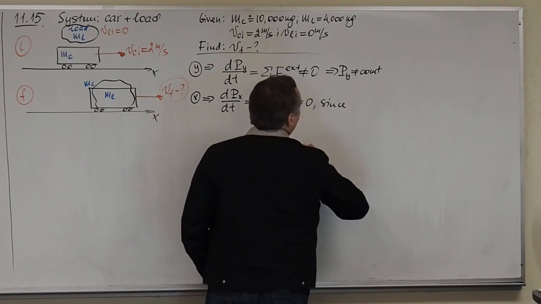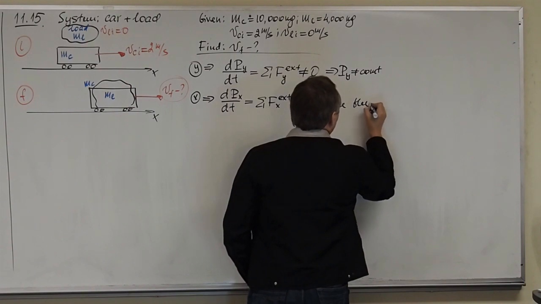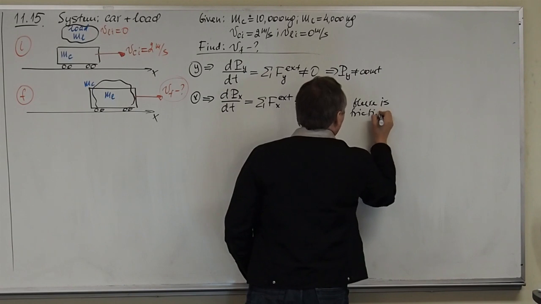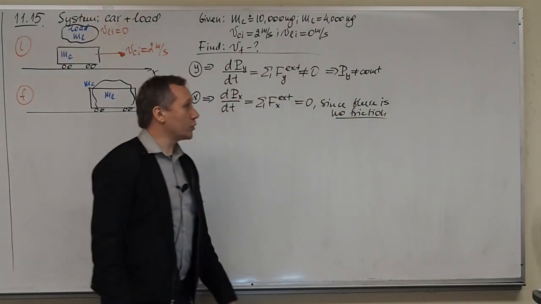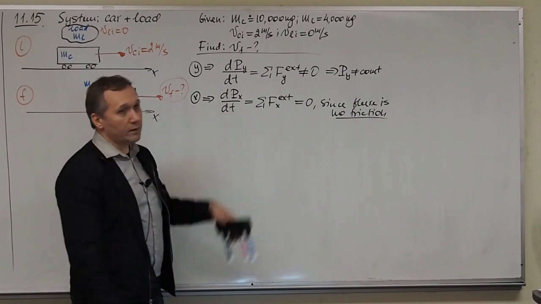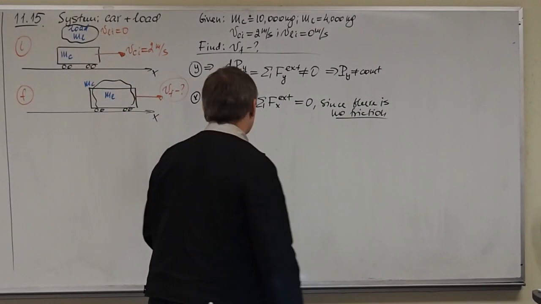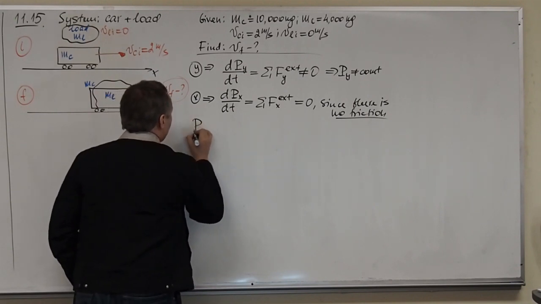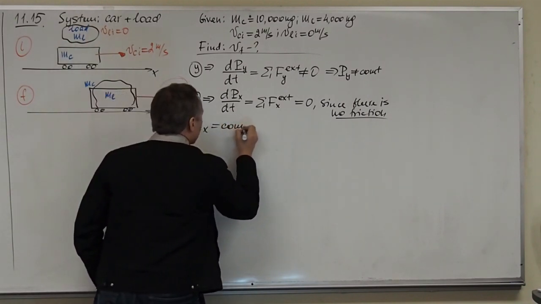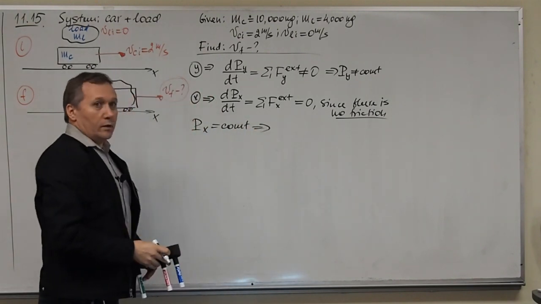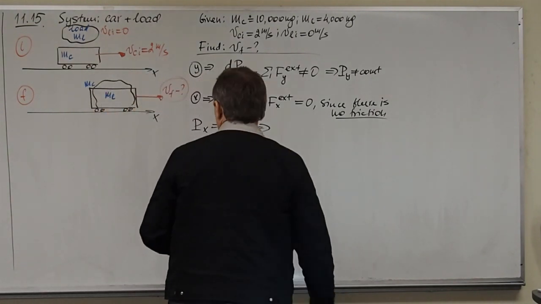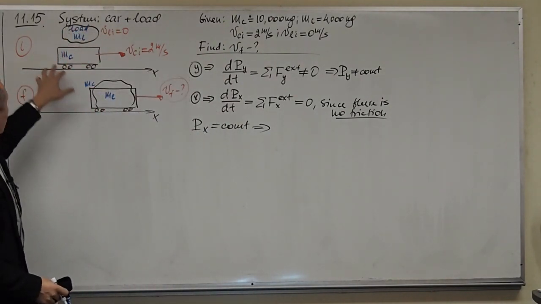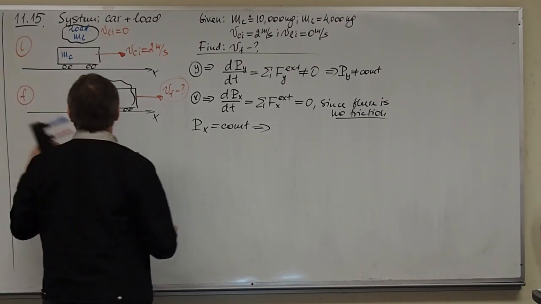Since there is no friction, net external force equals 0. As a result, the total linear momentum in the x direction must be preserved, must be constant. So it means that Px equals constant, or in our case, let's compare the total linear momentum in the x direction before this collision and after, at the initial and final moments of time.